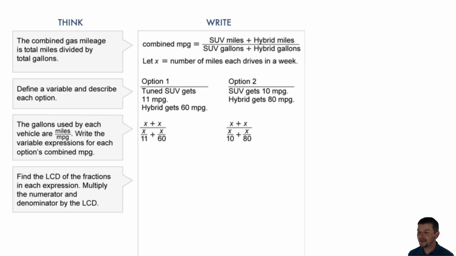Next think, find the LCD of the fractions in each expression. Multiply the numerator and denominator by the LCD. We find that the expression on the left is lacking 660 as a factor, and the fraction on the right is lacking 80 as a factor. So we multiply each by 1, written as 660 over 660, and 80 over 80, respectively, and arrive at new expressions.